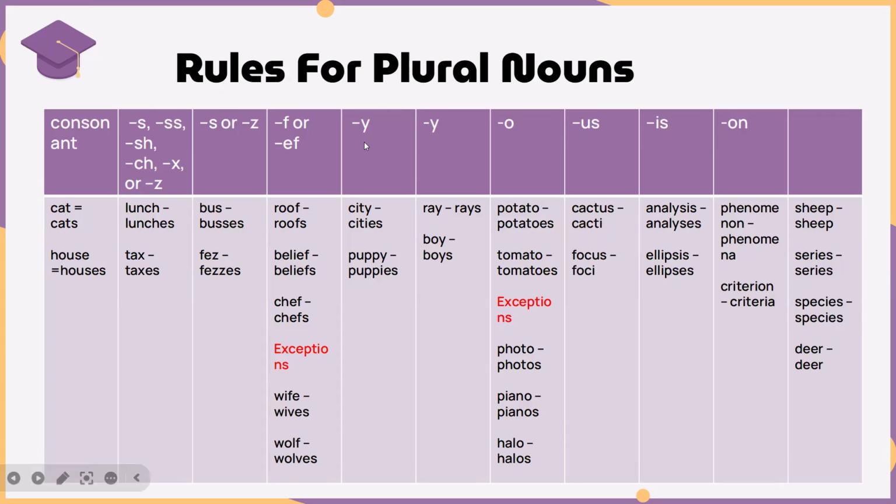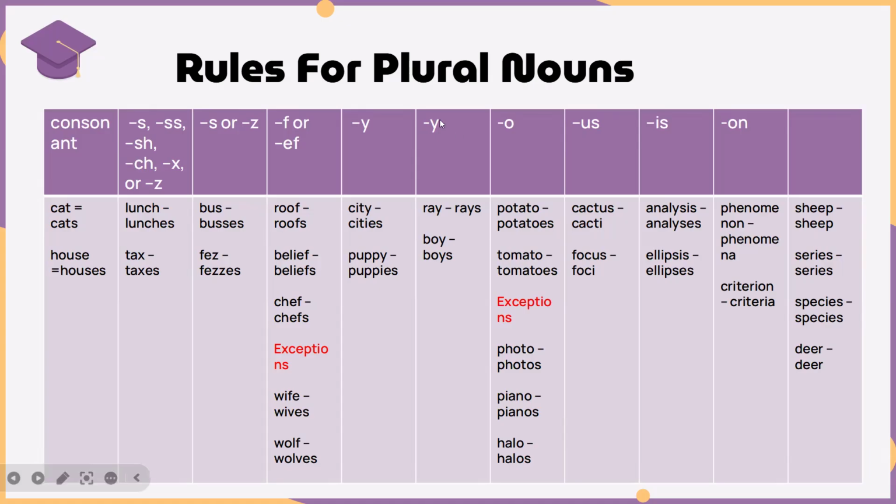Perfect. In other cases, we have nouns that end in Y. When a word ends in Y, we have to remove the Y and then we have to add IES. For example, city becomes cities, puppy becomes puppies. In this particular case, there is a consonant, so T is considered a consonant before the letter Y, so we can change the Y to I.